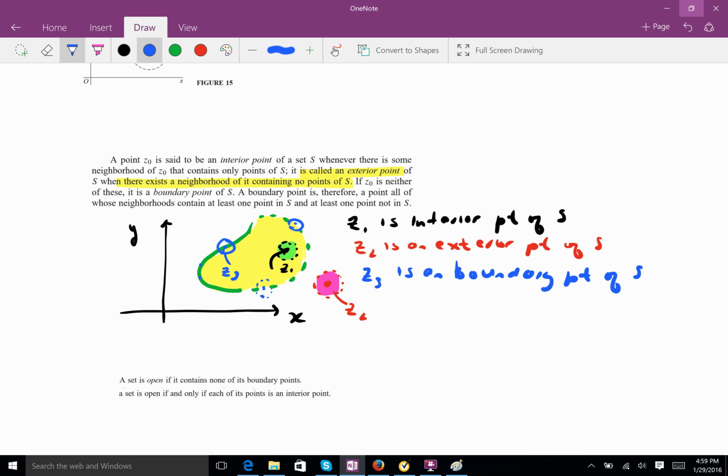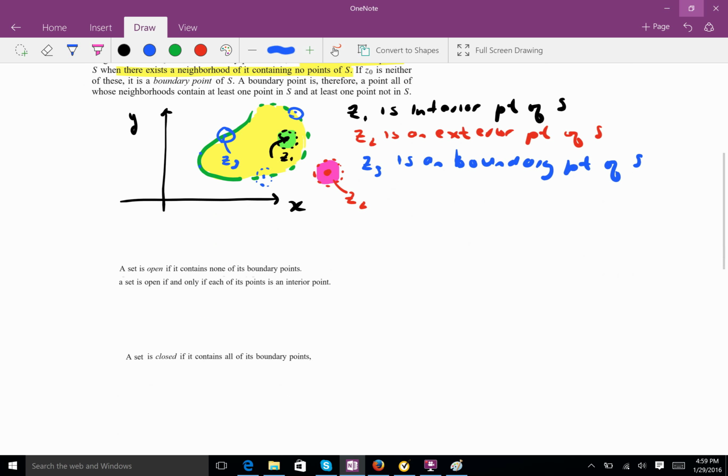And now we're going to define some types of sets. We're going to say that a set is open if it doesn't contain any of its boundary points. So let's take a look at an open and a closed set. Here's an example of an open set. Suppose I take a circle of radius 1 about the origin, but I don't include the circle, just the inside. Remember that dotted line means that those points are not included. And I claim that this is going to be an open set.